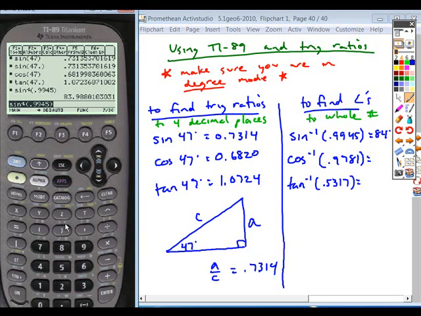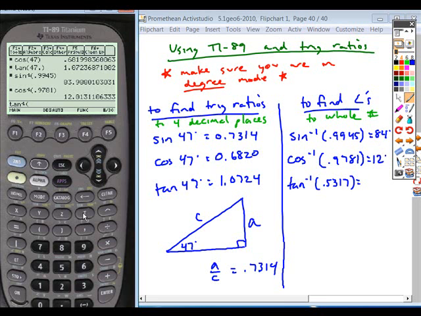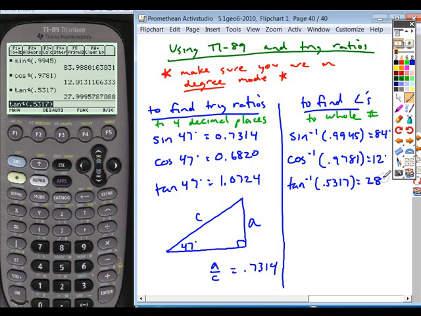So if we hit green diamond Z for inverse cosine, 0.9781, hit enter, you get approximately 12 degrees. And then finally, if we hit the inverse tangent, so green diamond T of 0.5317, hit enter, we get an angle of approximately 28 degrees.